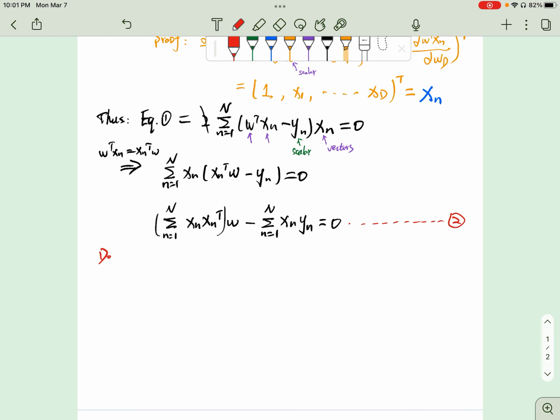So next thing, I will define a very important matrix. I will define matrix X. So it's the matrix X of the, I can put it in this way. Matrix X is the matrix of all of our training points.